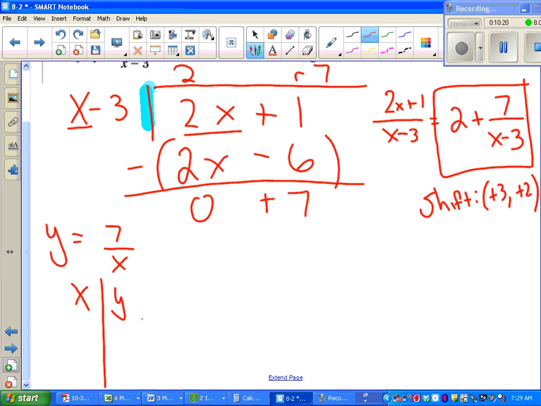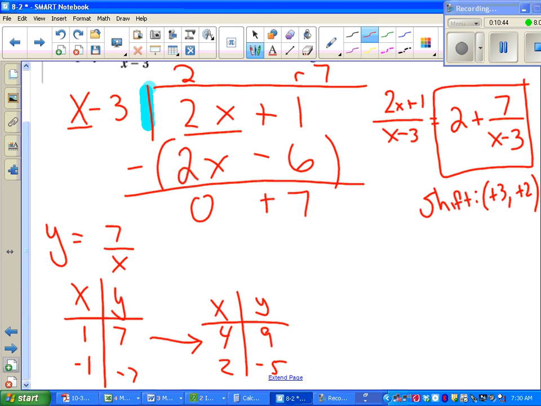Make my table just like before. Plug in 1 and negative 1. 7 divided by 1, 7 divided by negative 1. Apply my shift. That shift says add 3 to all of my x values. 1 plus 3 is 4. Negative 1 plus 3 is 2. Add 2 to all my y values. 7 plus 2 is 9. Negative 7 plus 2 is negative 5.